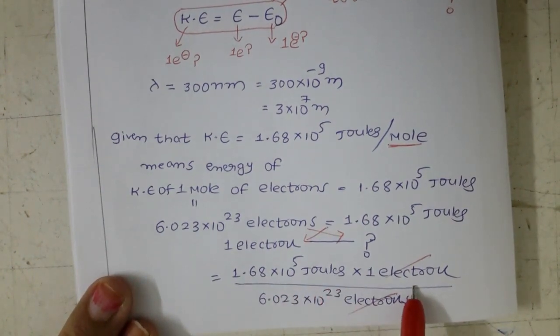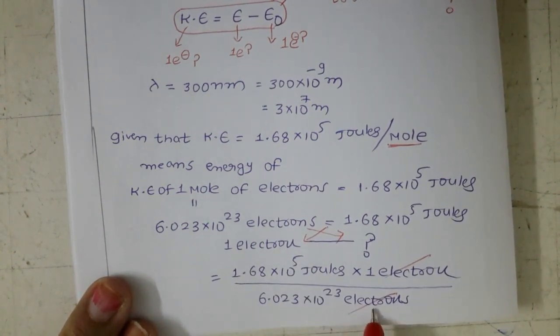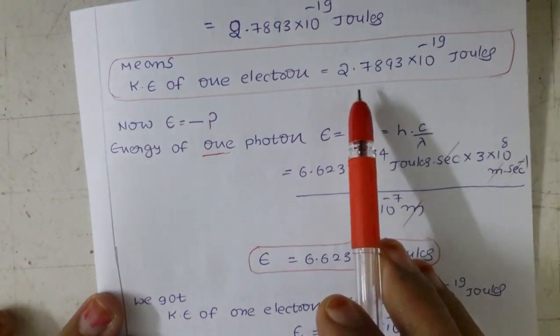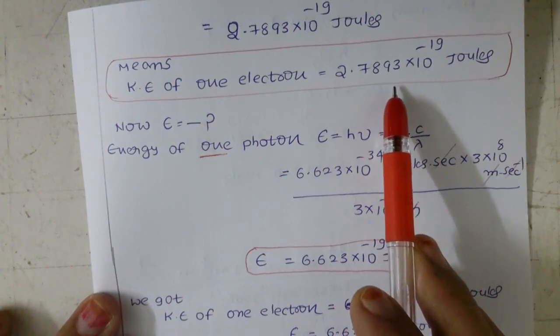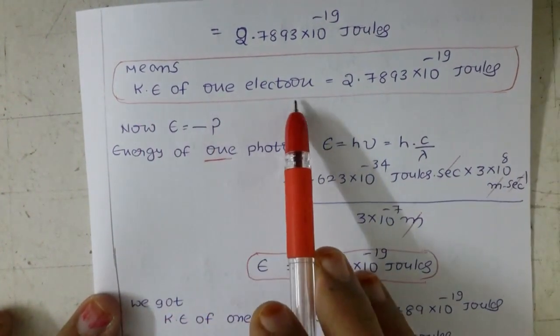into 1 electron. Here we have the 1 electron divided by the Avogadro number. This electron will get cancelled. So you will get the energy, how much here? 2.7893 into 10 to the power of minus 19 joules. It is what? Kinetic energy of 1 electron.